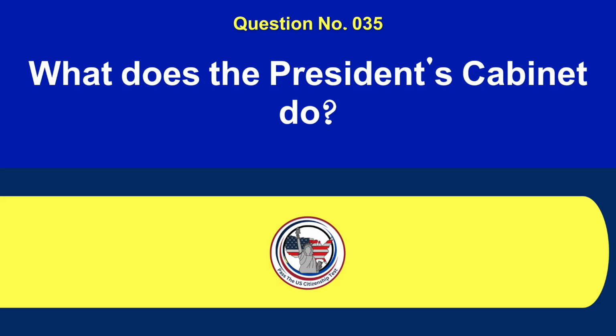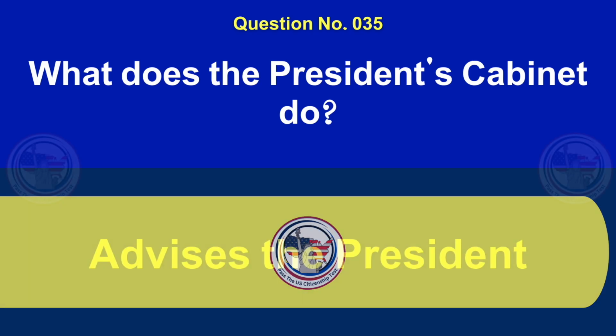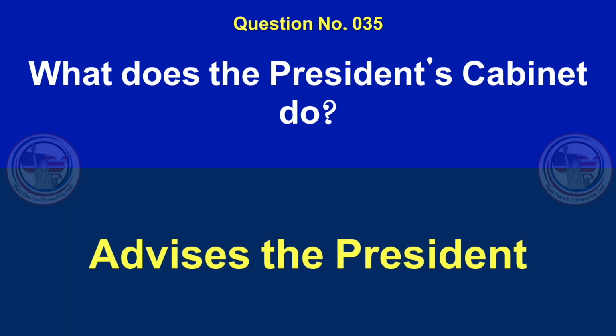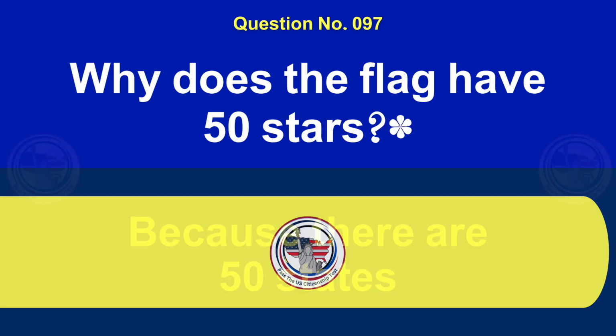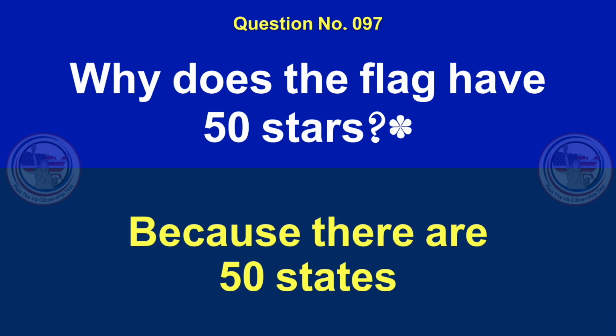What does the President's Cabinet do? Advises the President. Why does the flag have 50 stars? Because there are 50 states.